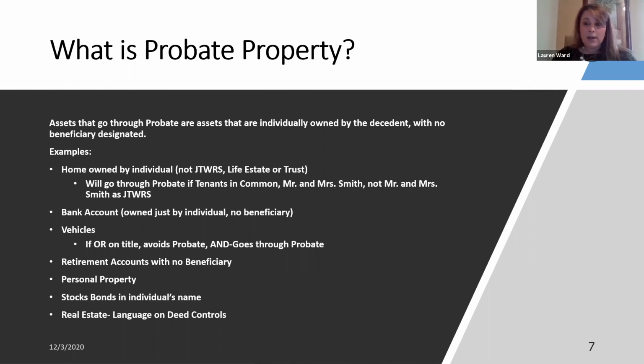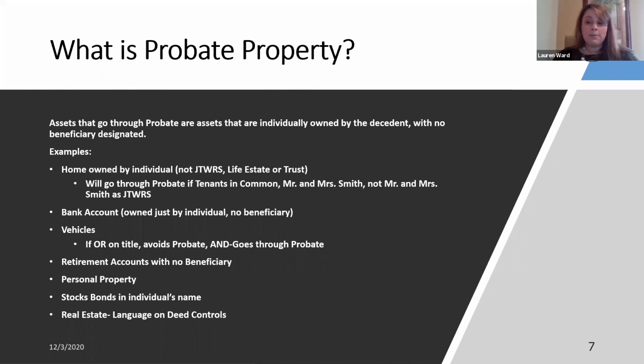And with bonds, you have those issued. If you look at the bond and see it's just in Mr. John Smith, you can always, while you're alive, go ahead and have that bond reissued to be put in multiple people's names. There may be some gift tax consequences of that, so it's something you always want to consider, but a bond just in an individual's name is going to go through probate as well.